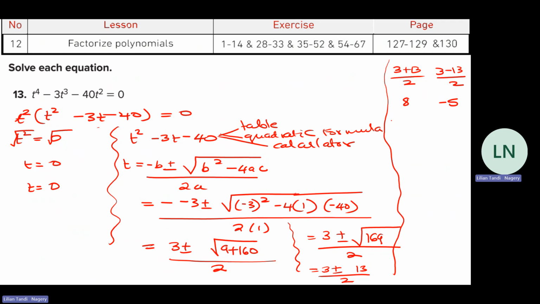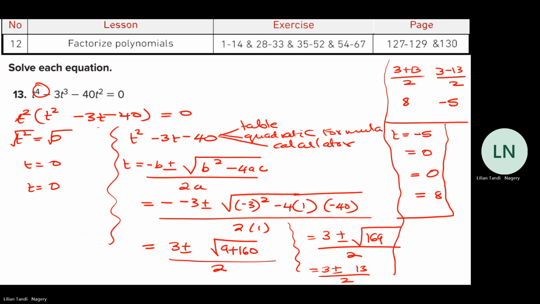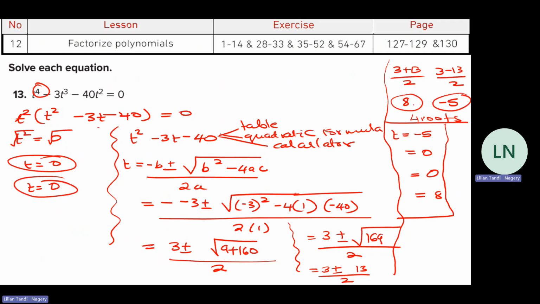So now let's write our roots. We need how many roots? We need 4 roots. So x, or is it t? t is equal to -5. t is also equal to 0. t is equal to another 0, and t is equal to 8. So there are your 4 roots. Okay? I took from here, and then from here and here. Okay?